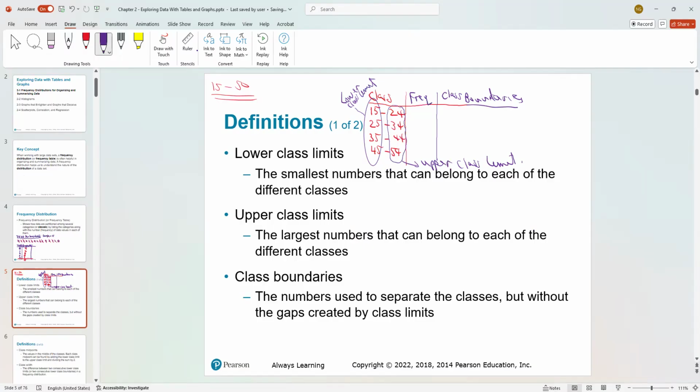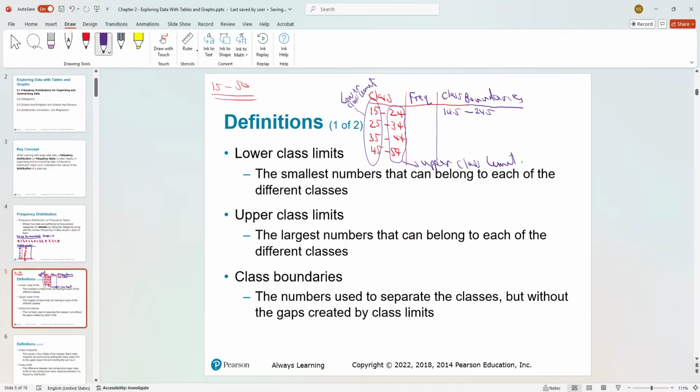For the class boundaries, we said take 0.5 from the lower class limit. If you take off 0.5 from the lower class limit, what should you have left? Yes, 14.5. Now you need to add it to the upper class limit. That makes it 24.5. And you do it for all the other classes.